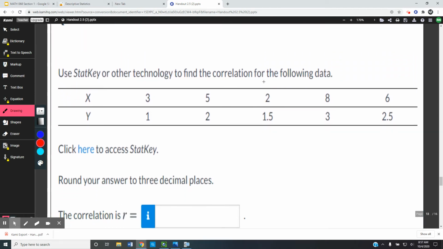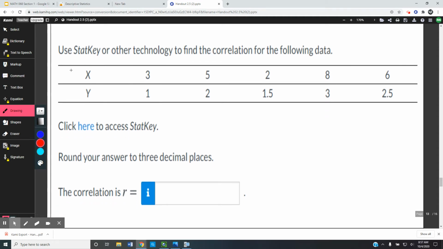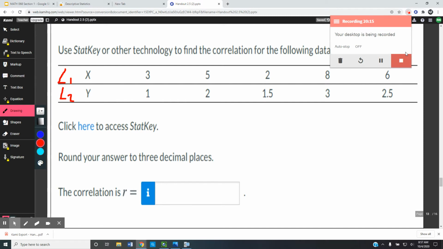Go grab your calculator, and we are going to input this data into our calculator. We could use StatKey, but I think it's better if you use a calculator, since that's probably what you'll use on a test. We're going to go into our calculator, and we're going to put this in for list 1, and we're going to put this in for list number 2. Take a second, grab your calc, come back, I'll restart the video, and we'll continue on.